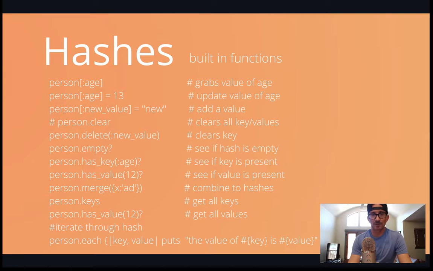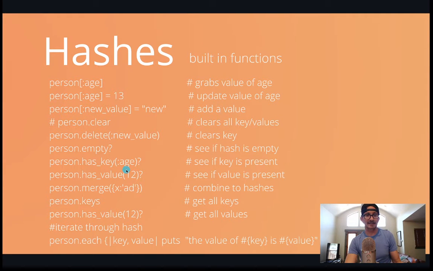So here are some methods we have on hashes. If we wanted to grab the age of that person, we could do it like this. That's going to grab the value. We can update a value just by grabbing it by the key and then assigning it the new value. We can even add a new attribute or a new key onto our hash and then give it a value. We can do person.clear. That would delete all key values. We can go in and delete a specific value. We can see if the hash is empty.